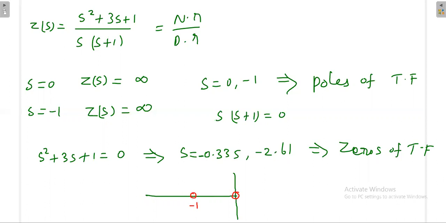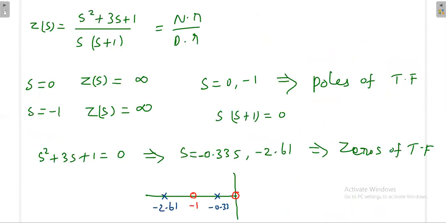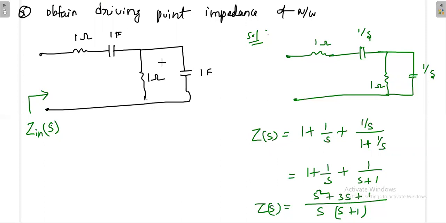Again, the pole is here. Poles we denote with a cross mark, zeros with a round shape. Then this is minus 0.33, and the other pole here is minus 2.61. We took an RC network, and the order of the circuit is 2, because if you write the differential equation, it is second order. This is a second order network, but only with R and C, there is no inductor.